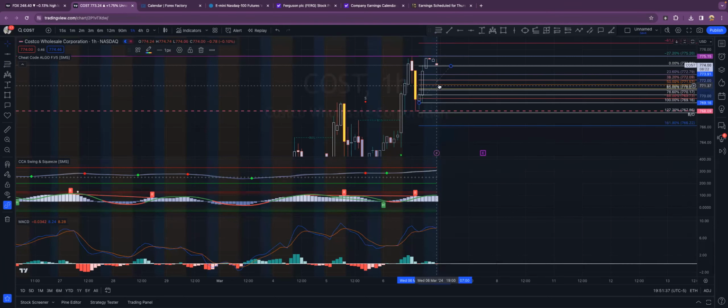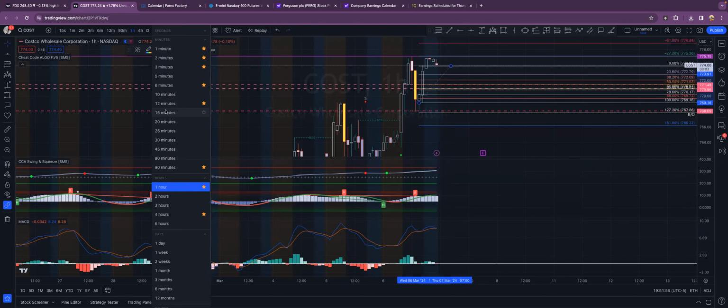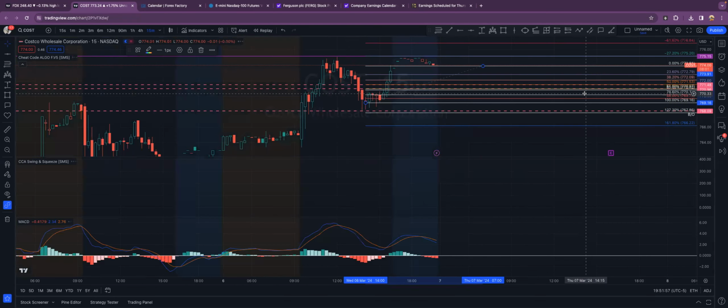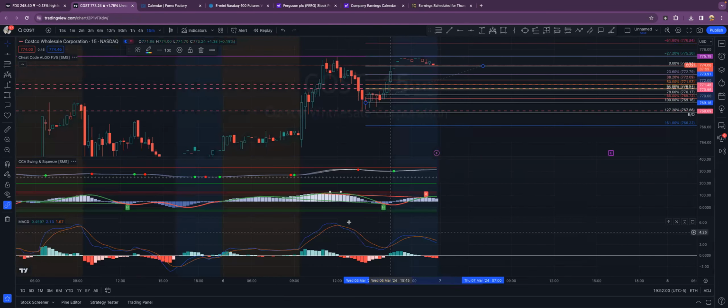Keep your eye on level 771, 770, 769. If it starts having trouble around that area, get the heck out of Dodge. It looks like it wants to turn over and come down and cool off for a little bit. Let me go down to 15 minutes real quick. Okay, cool. You have a regular bearish divergence that kicked in. Squeeze called it.